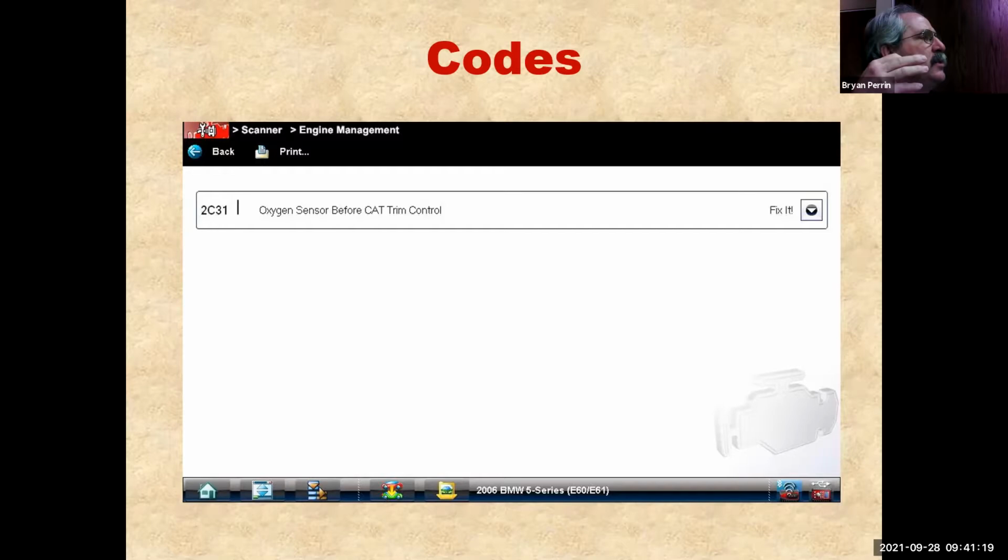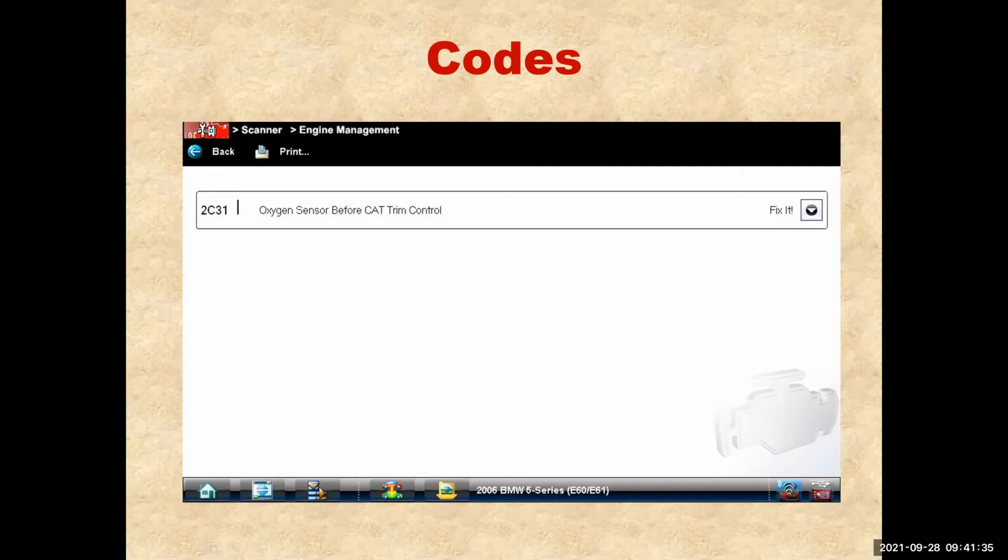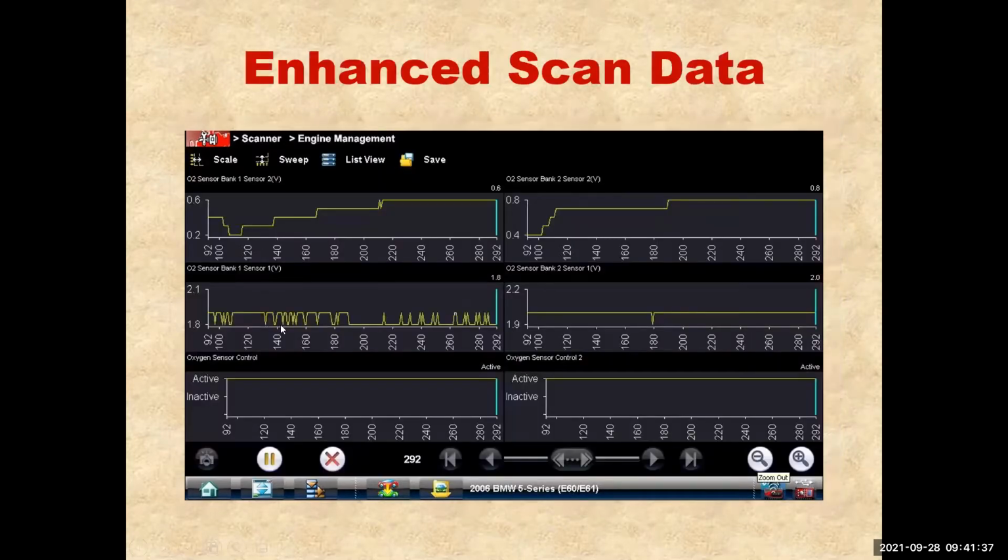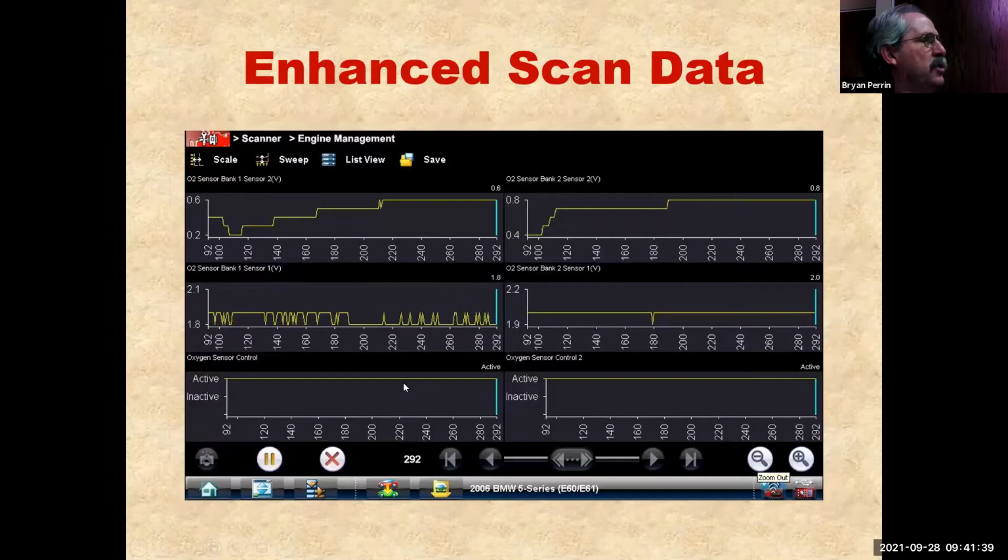And it's kind of interesting. Oxygen sensor before CAT trim control. What's trim control? Right? I mean, it's not saying stuck rich, not saying stuck lean, not saying not switching. It's not saying it's not becoming active. It's saying there's a trim control problem. So I'm going to look at my sensors. So here, now the bottom bit is oxygen sensor control, active or inactive. That's saying open loop or closed loop in BMW speak.